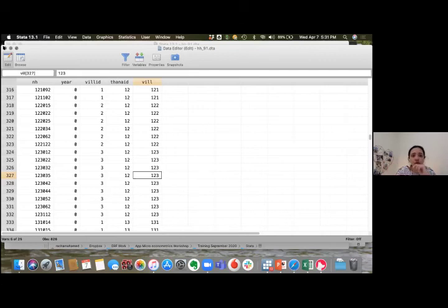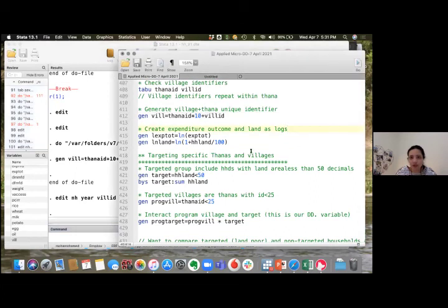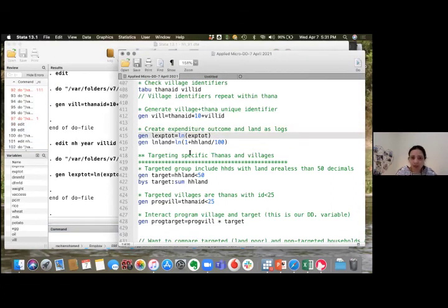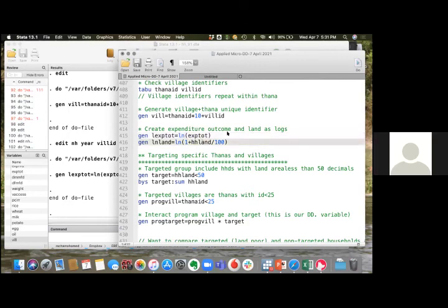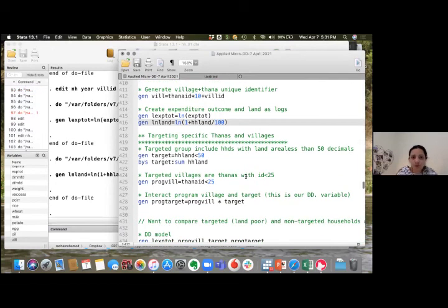So this allows you to have a unique identifier for village, and for a lot of analysis it is needed. I create again the total expenditure per capita in logarithmic form. I correct it for the very small area of land to represent it as higher than 1 to be able to use the logarithmic function.